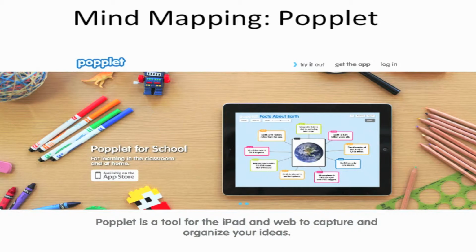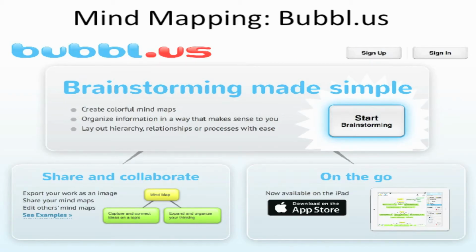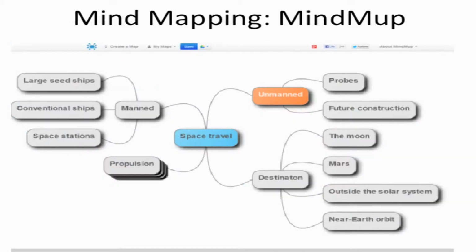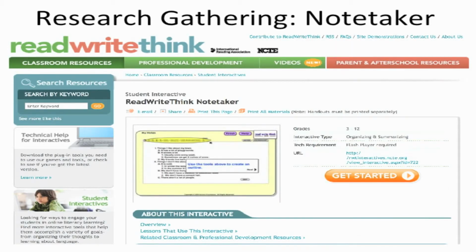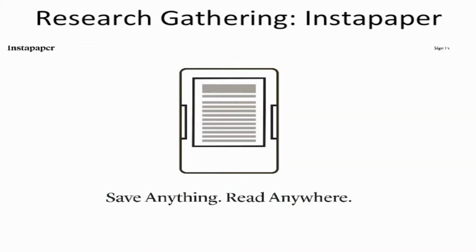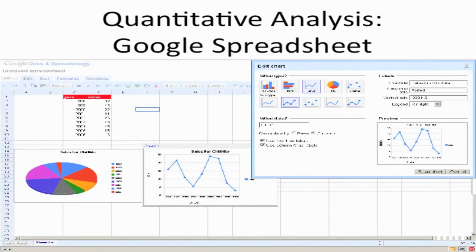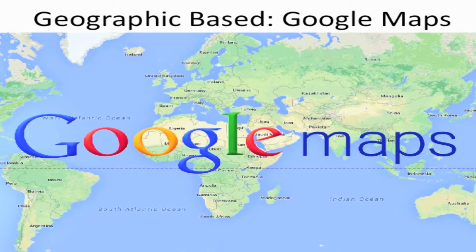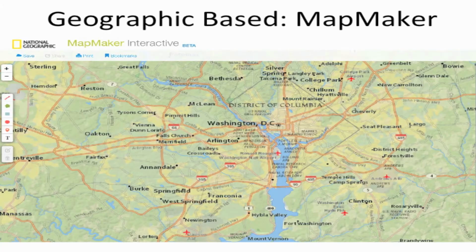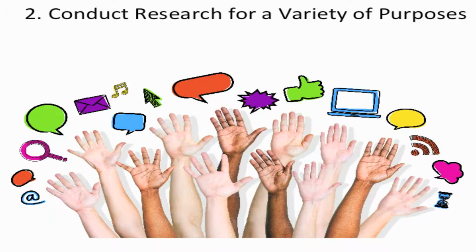Here are some examples of digital research tools. For mind mapping, there's Poplet, BubbleUs, or MindMup. For research gathering, you could have students use NoteTaker, Evernote, or Instapaper. For quantitative analysis, you could have students use GeoGebra, Google Spreadsheet, and finally, for geography-based tools, have your students use Google Maps, HistoryPin, or MapMaker Interactive.